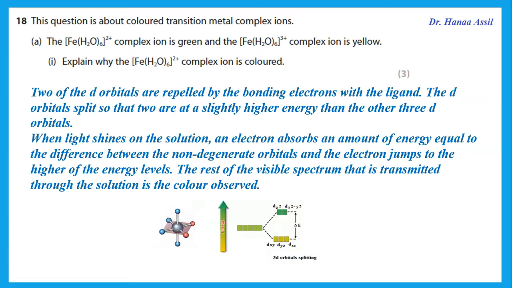Remember that we said if we're asked why do they have different colors, we say because different compounds have different energy gaps. So that difference in energy between the 2 sets of orbitals is different for different compounds, so the amount of energy absorbed by the electron in order to jump to a higher energy level is different from one compound to the other, and that is why the light that is transmitted gives different colors.